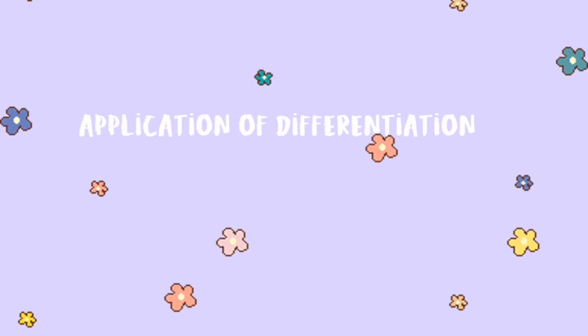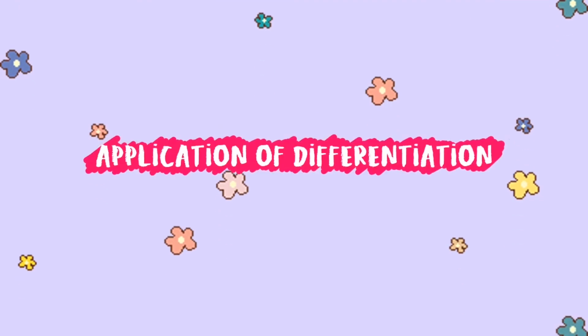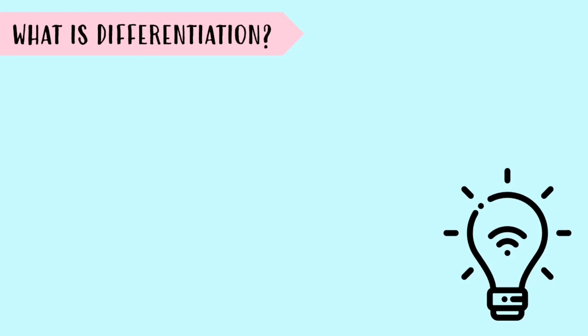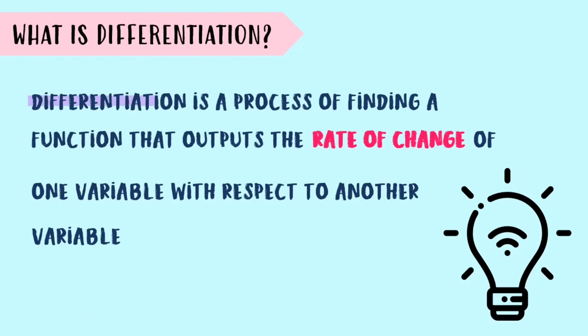So in today's video, we'll be talking about application of differentiation. Alright, what is differentiation? Basically, differentiation is a process of finding a function that outputs the rate of change of one variable with respect to another variable.